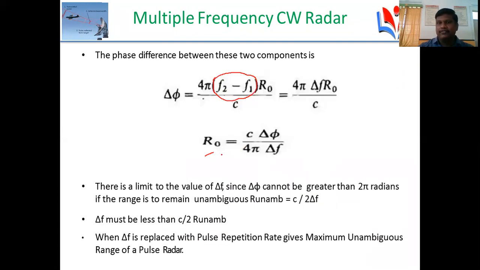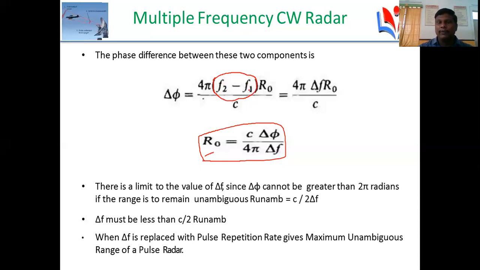So this is the case. Likewise, we are able to measure R0 using two frequencies, F1 and F2. That is why it is defined as multiple frequency continuous wave radar. We have taken two signals here.